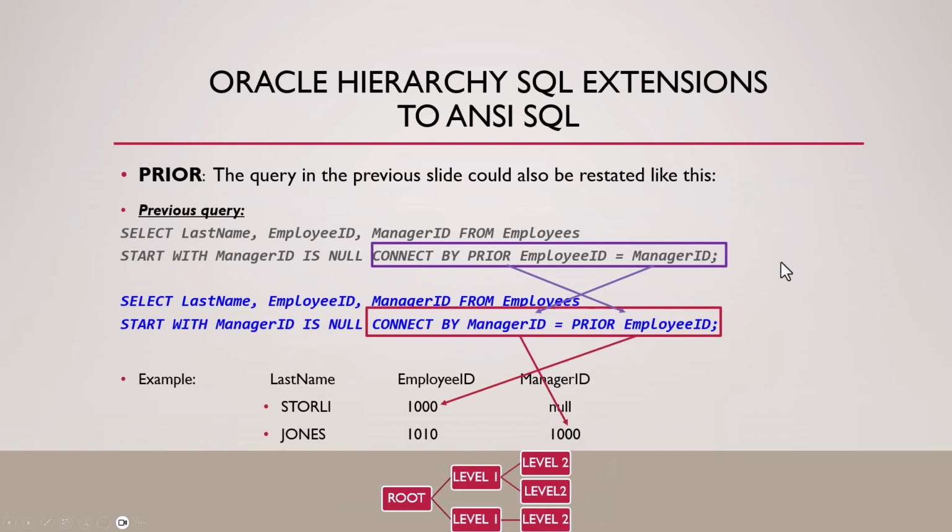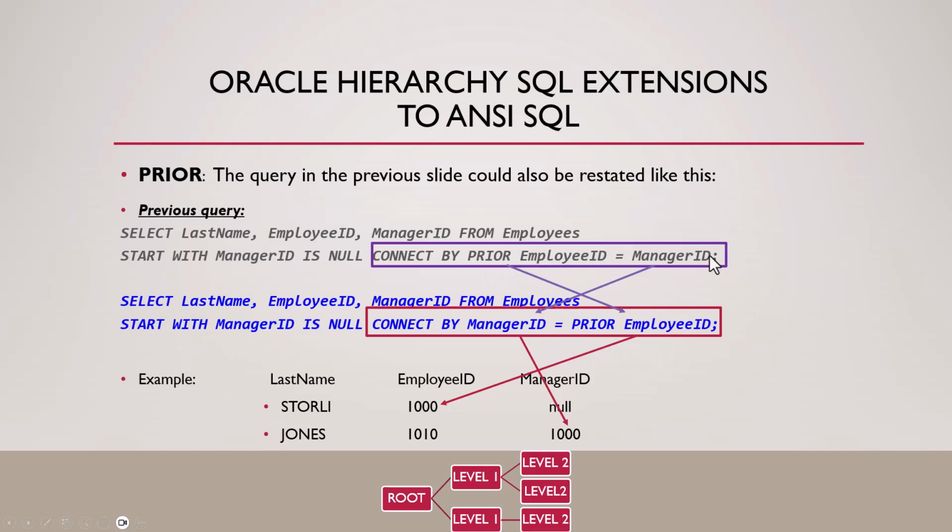Now, here is the same thing, but I rearranged it a little bit. So as you can see, the gray query here is the same as the previous one we just did. And the one in blue is a new restructured query with just a couple of changes. It's the same query, but notice here, I'm connecting by manager ID equal to PRIOR employee ID. So I'm not using the PRIOR keyword before the equal sign. I'm using it after.